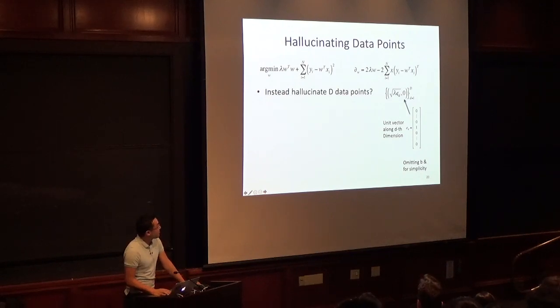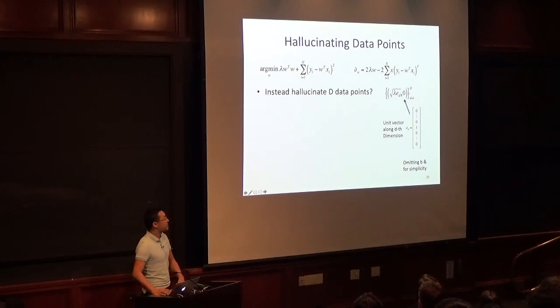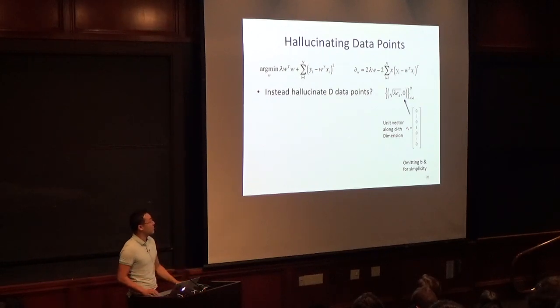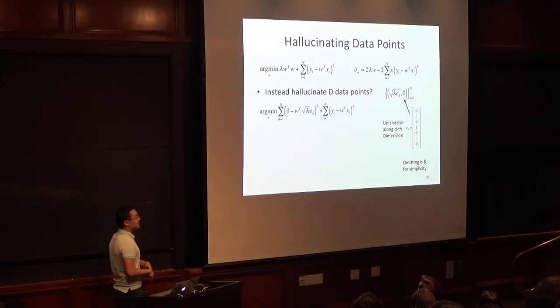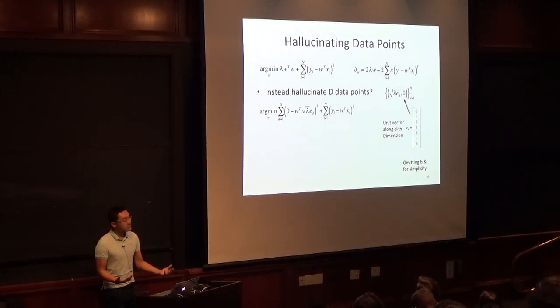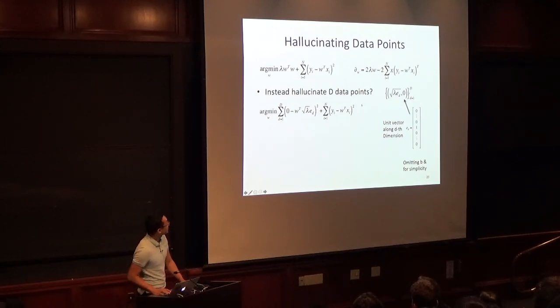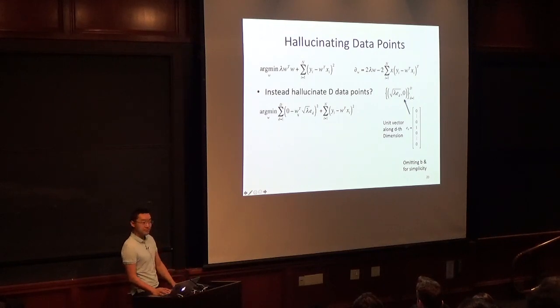The D data points we're going to hallucinate look like this. It's going to be square root of lambda times the dth basis vector. The dth basis vector is just the vector that is 0 everywhere except for 1 along the dth dimension. And then the label is going to be 0. This is our synthetic training point that we're going to create, and we're going to add that to our training set. So rather than regularizing, we're just going to hallucinate these capital D training examples, add them to our training set, and train in an unregularized way. And that looks like this: we have a normal training loss over the normal training set, and then we have this training loss over a hallucinated training set.